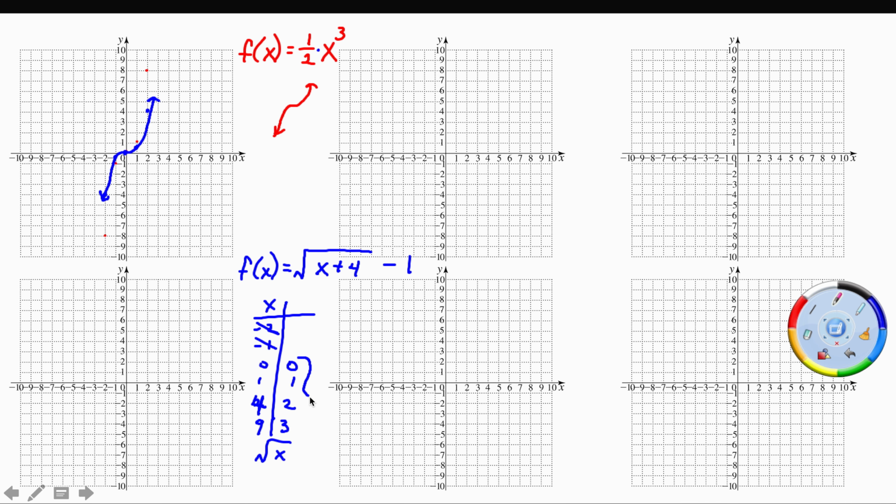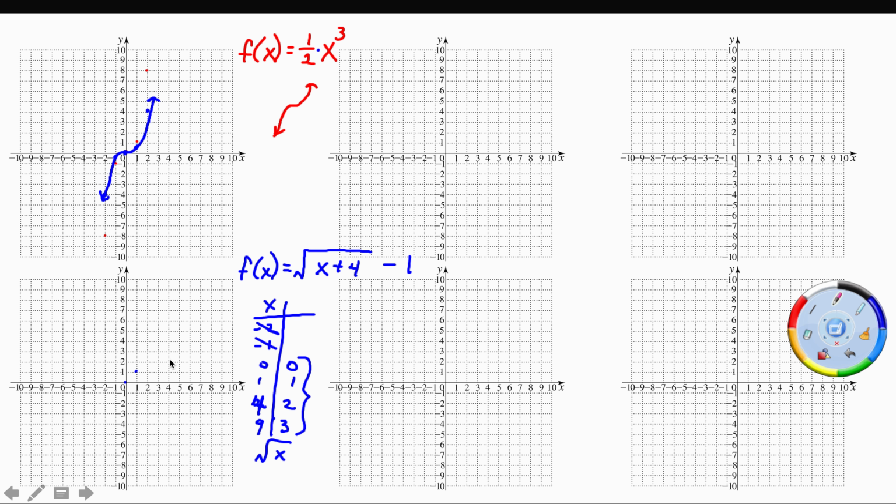So these are my basic points for my radical. And I can still start with -2, but when I start over here and think, oh, square root of -2, wait, imaginary, not on the graph. Square root of -1. Square root of 0 is 0. Square root of 1 is 1. Square root of 2 is not a whole number.